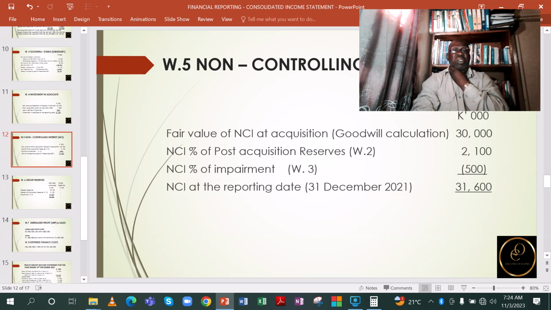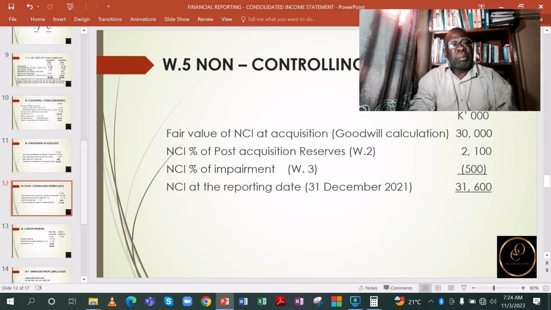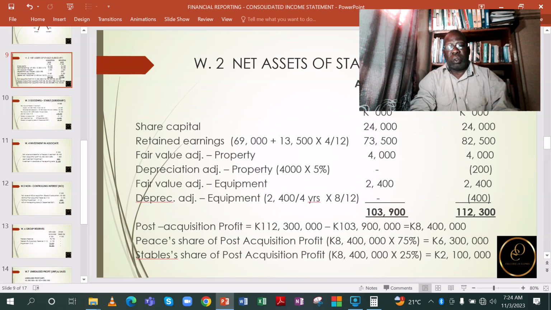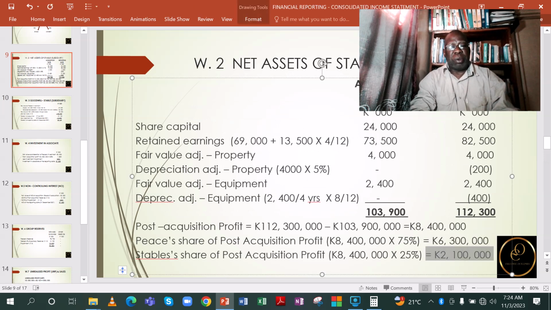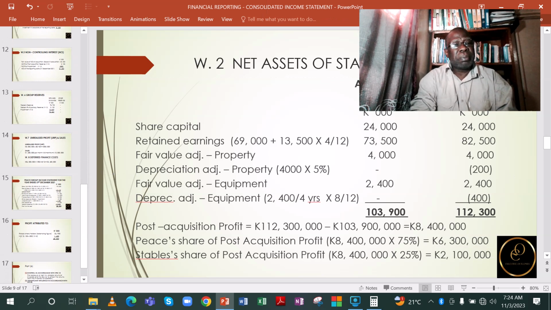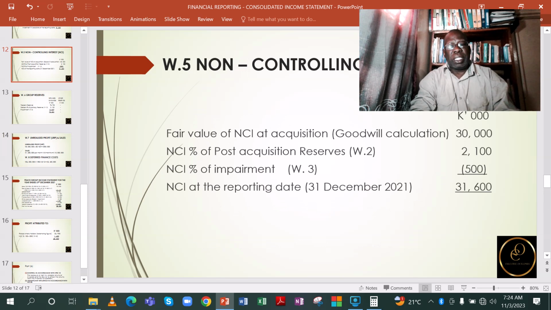Then the non-controlling interest's post-acquisition profit share, which we calculated as 2,100,000. So we did calculate that figure. This is the figure here: Stable's share of post-acquisition profit, calculated at 2,100,000. So that's what we bring in here.